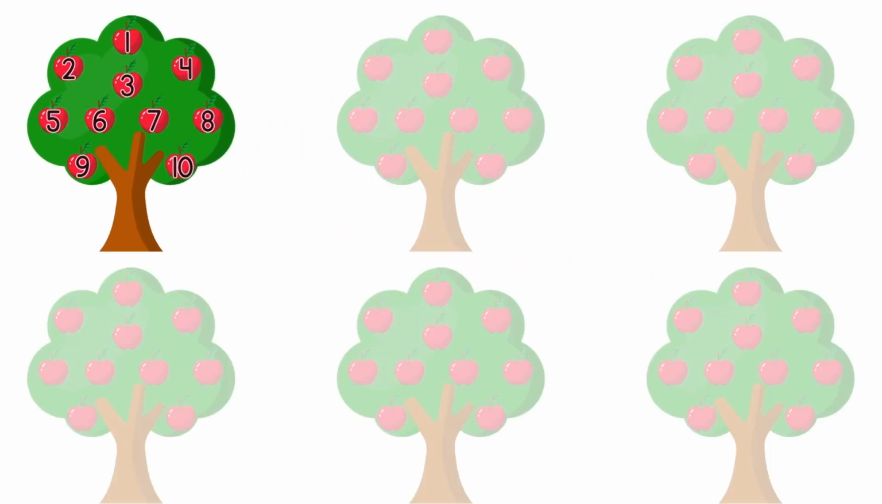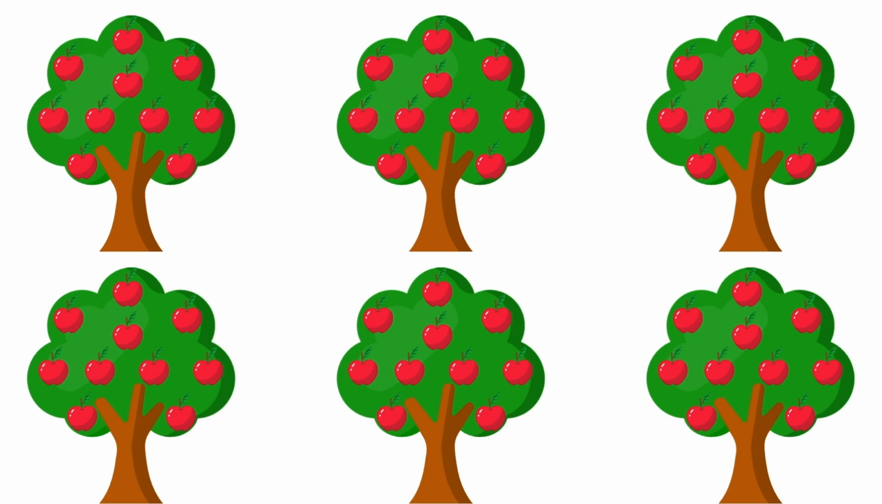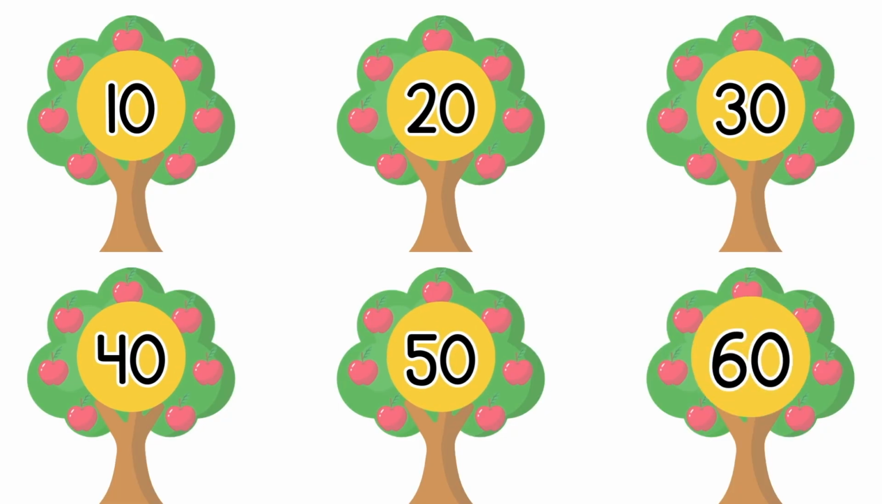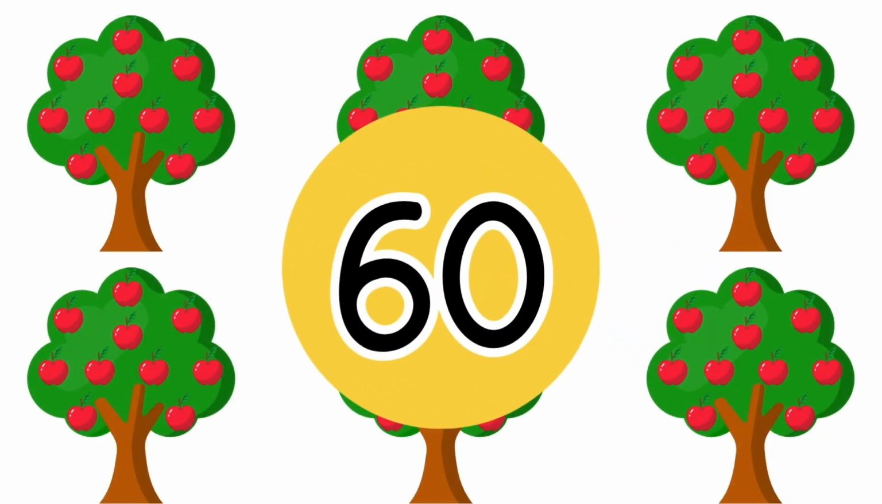Here are more trees with apples. Since each tree has 10 apples, we will skip count by tens to count all the apples. Ready? 10, 20, 30, 40, 50, 60. There are 60 apples.